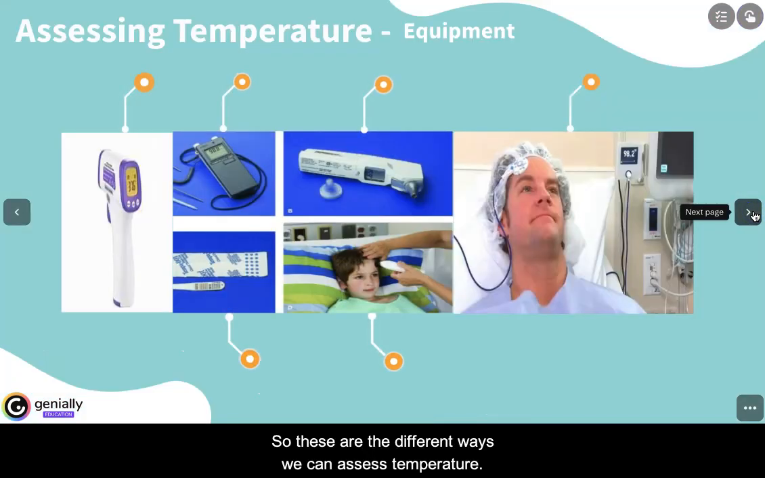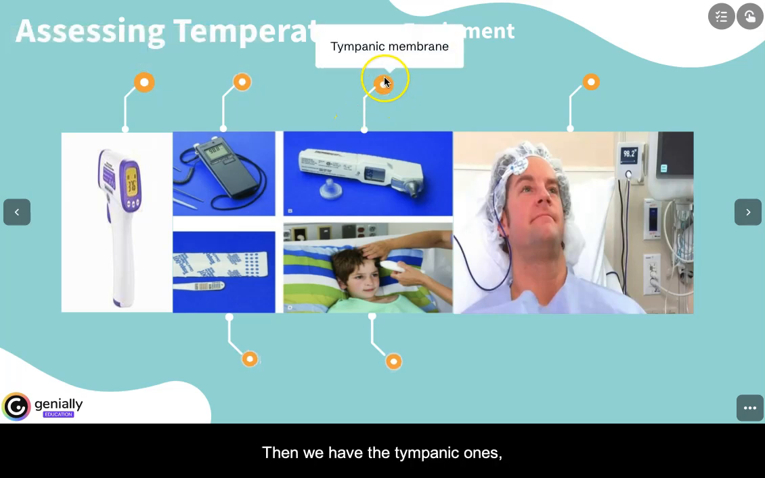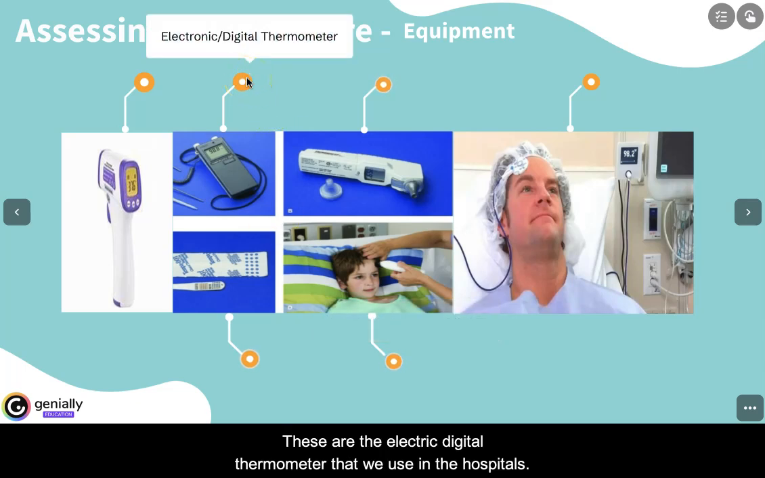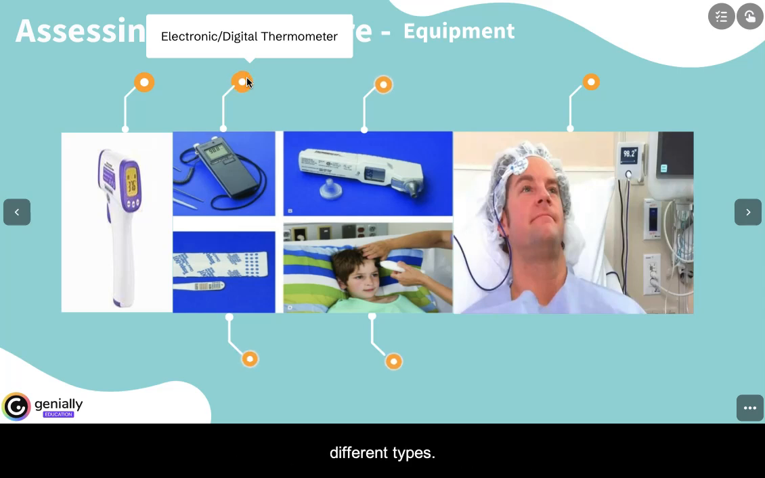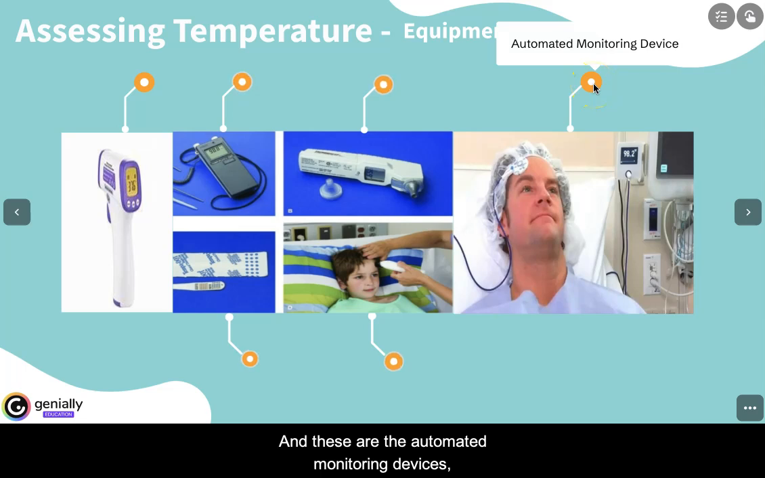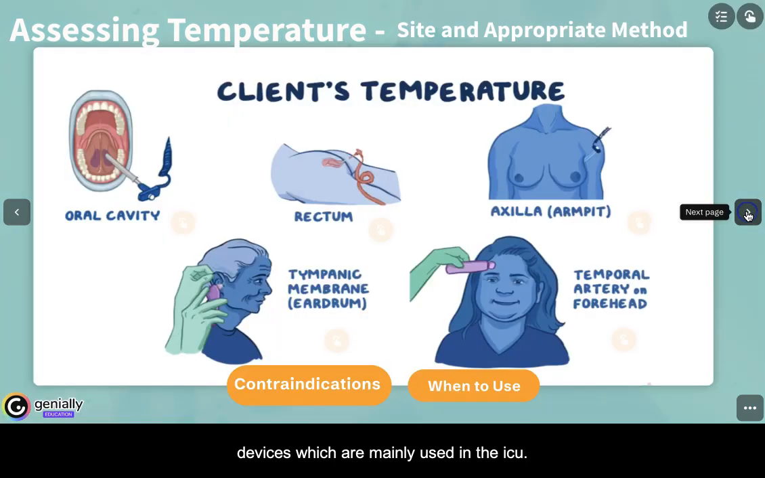So these are the different ways we can assess temperature. The most common, obviously, are the non-contact infrared thermometers. Then we have the tympanic ones, the temporal artery ones. These are the electric digital thermometers that we use in the hospitals. Everywhere they have different types. Then we have disposable ones, and these are the automated monitoring devices, which are mainly used in the ICU.